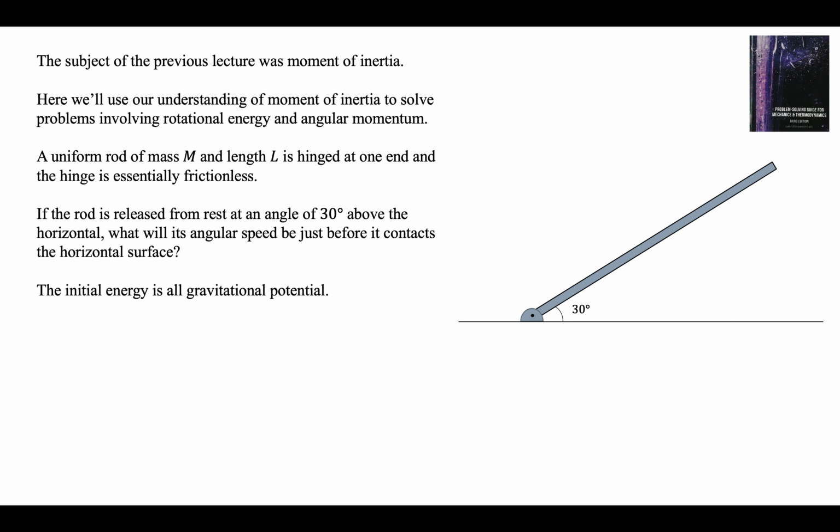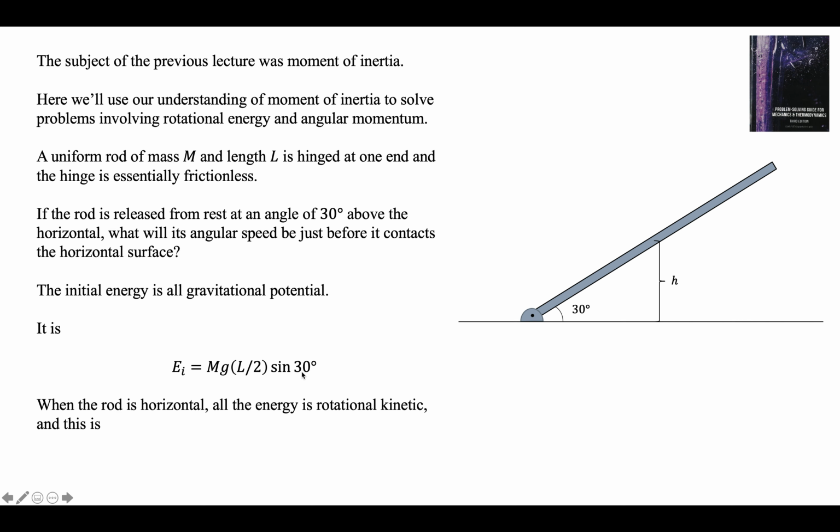The initial energy is all gravitational potential. So we have to get the height of the center of mass. It is right here. That's L over 2, half the length of the rod. And the height is L over 2 times sine 30, the opposite side. So the initial gravitational potential is mgh. H is L over 2 sine 30.